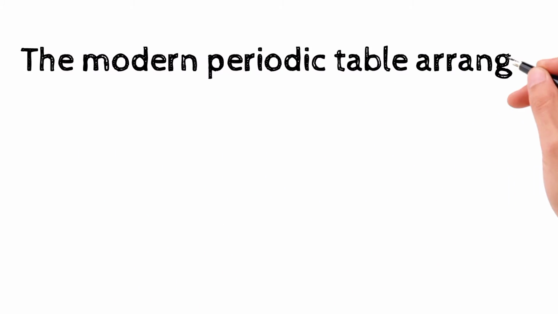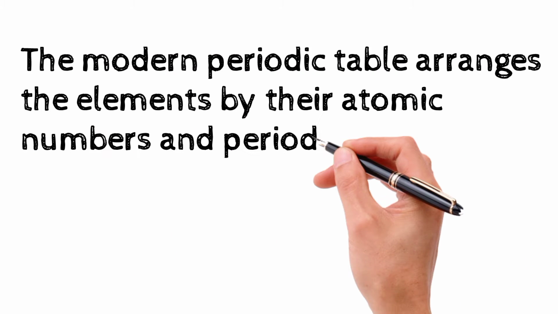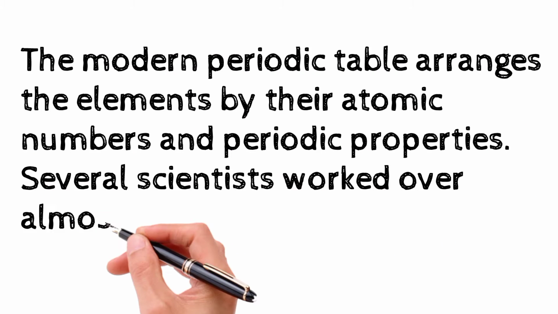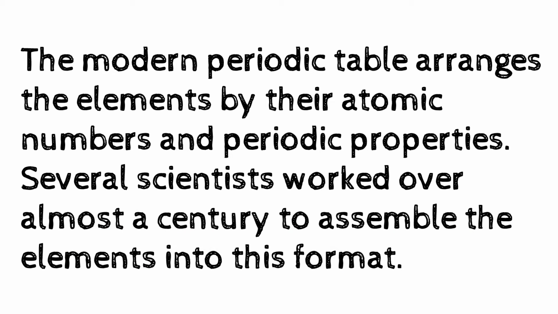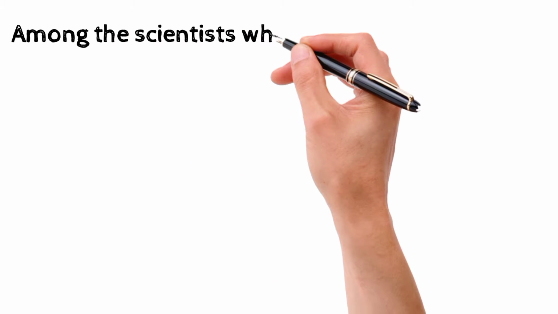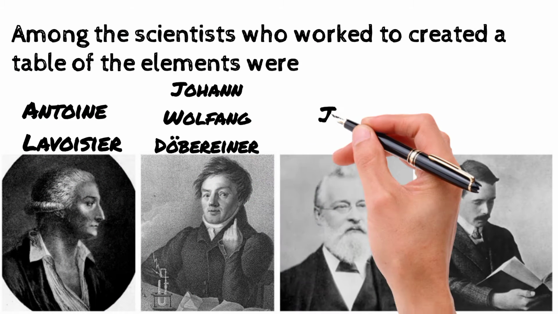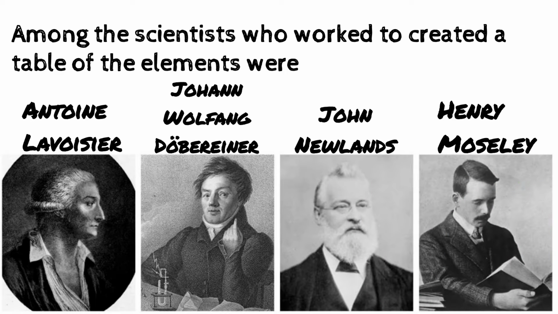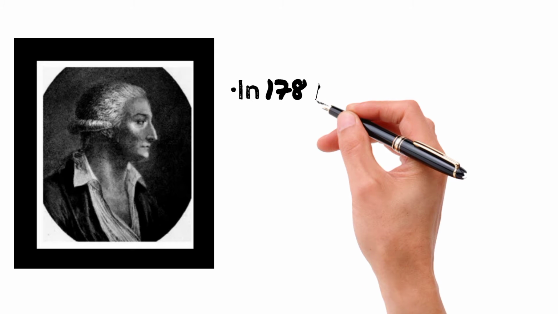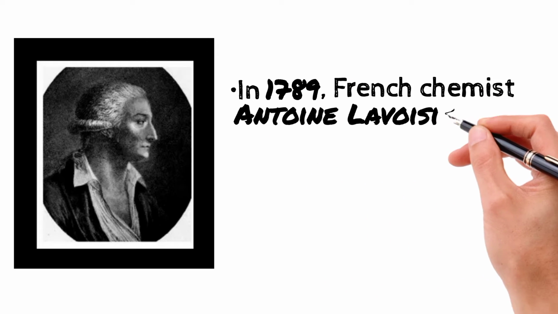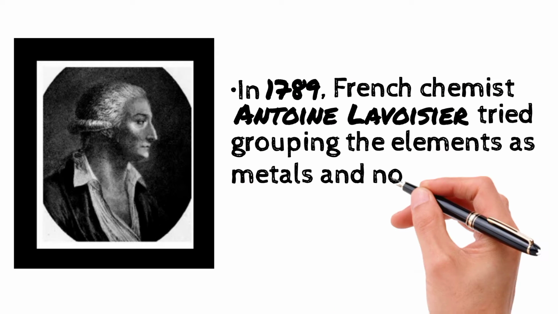The modern periodic table arranges the elements by their atomic numbers and periodic properties. Several scientists worked over almost a century to assemble the elements into this format. Among the scientists who worked to create a table of the elements were Antoine Lavoisier, Johann Wolfgang Dobereiner, John Newlands and Henry Moseley. In 1789, French chemist Antoine Lavoisier tried grouping the elements as metals and nonmetals.